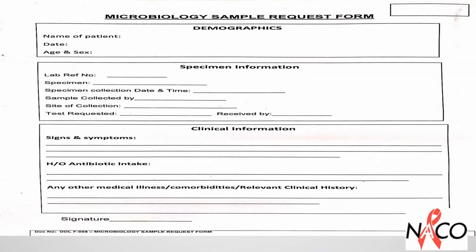This is a sample microbiology request form. The details requested in this format are the demographics of the patient, which include name of the patient, date, age, and gender. Specimen information includes lab reference number, the specimen submitted, specimen collection date and time, the collection of sample by, site of collection, test requested for, and the sample received by. Clinical information would include the signs and symptoms the patient is suffering from, any history of antibiotic intake, and any other medical illness, comorbidities, and relevant clinical information.